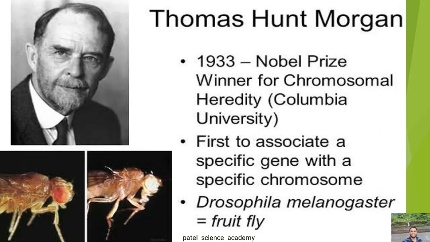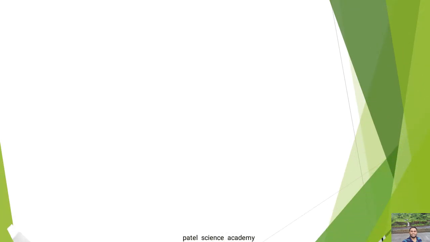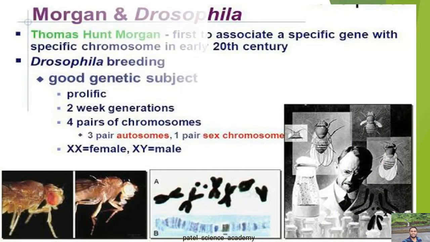So this Thomas Hunt Morgan, as I told you, got the Nobel Prize in 1933, the winner for chromosomal heredity at Columbia University, and was the first to associate a specific gene with a specific chromosome, using Drosophila melanogaster, which is also called the fruit fly. So he was that brilliant man who discovered this.